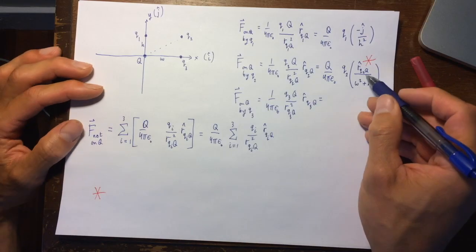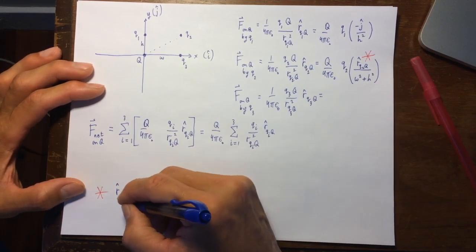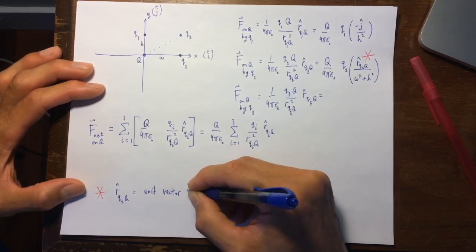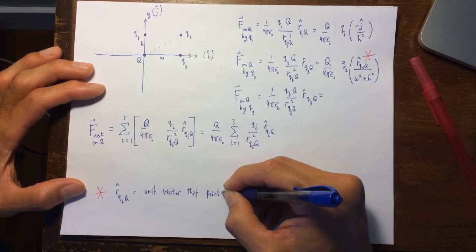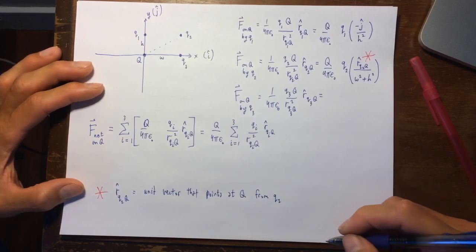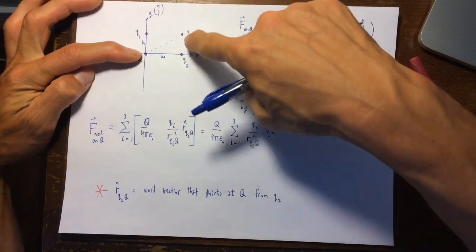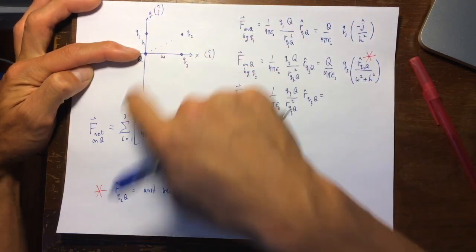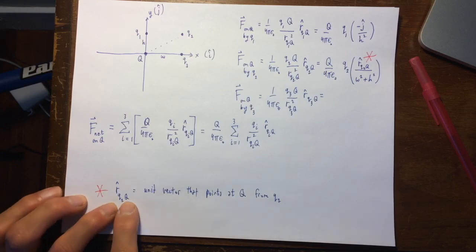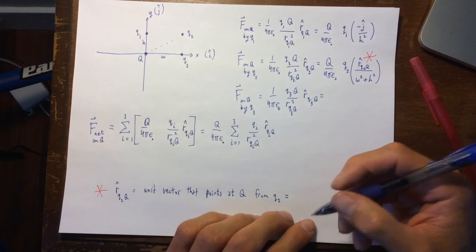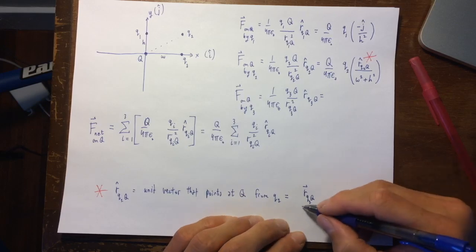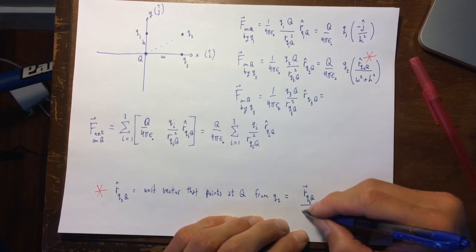So remember what r hat q2 to q is. It's equal to the unit vector that points at q from q2, right? So here is q. You start at q2 and you have to look backwards in order to point at capital Q. That's the meaning, right? That's the order of the indices. q2 is first and capital Q is second. This is easy. You just write the vector q2q and you divide by that vector's length.